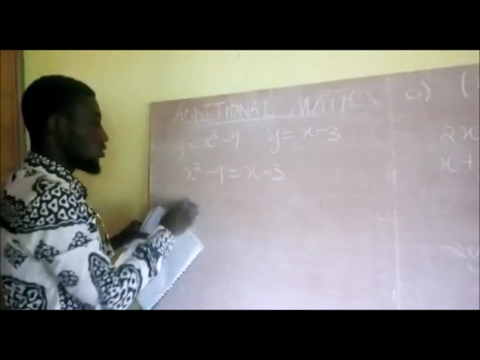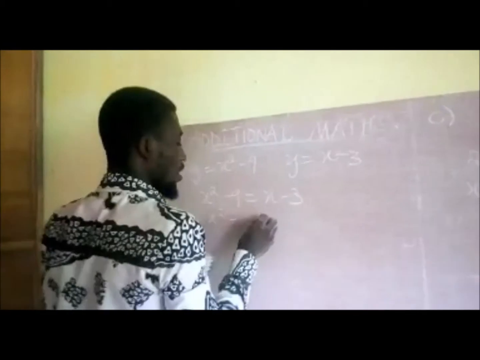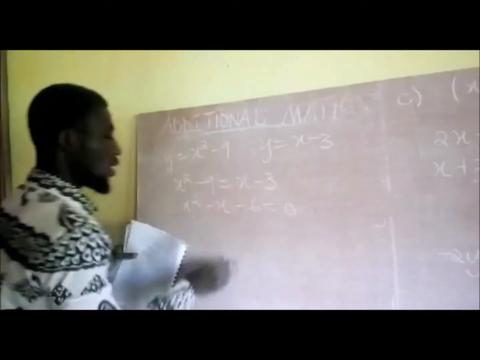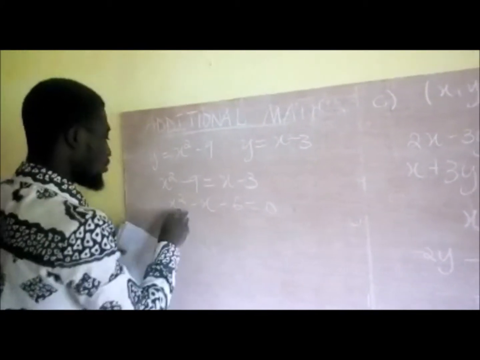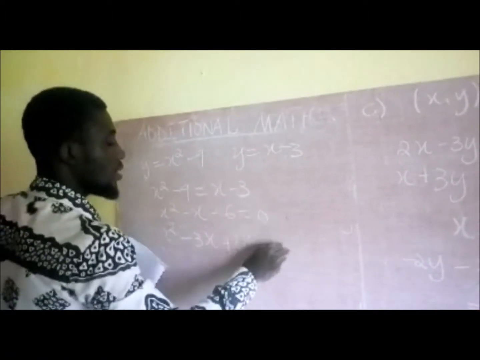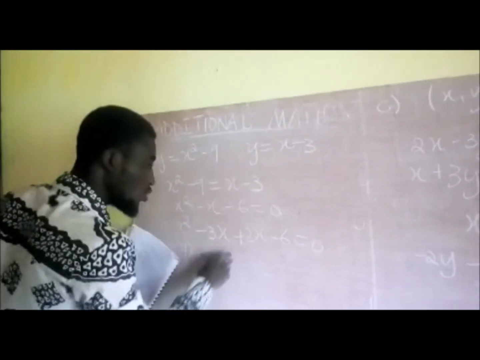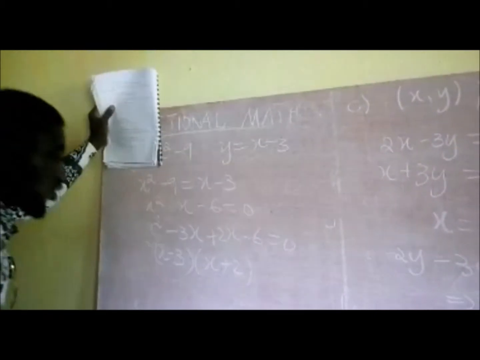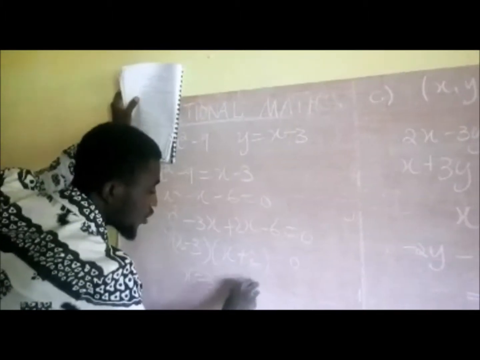This becomes a quadratic equation. We're going to have x squared minus x minus 6, negative 6 rather. We can factorize this: x squared plus 2x minus 3x minus 6, which is the same thing as saying x minus 3 into x plus 2 equals 0. Therefore x equals 3 or x equals negative 2.